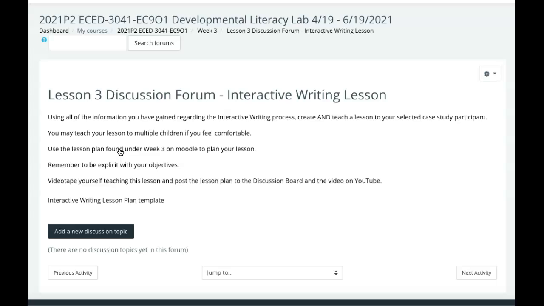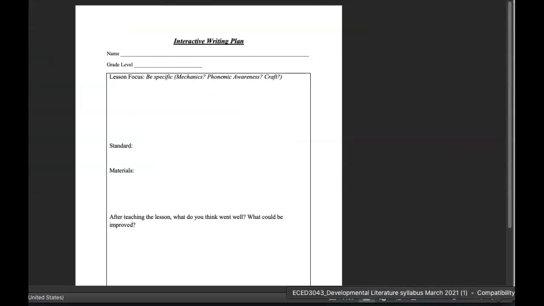You can teach this lesson to more than one child if you choose to. This is the lesson plan form. And I want you to be very specific about what your focus is. Are you focusing on mechanics? Are you focusing on phonemic awareness and phonics? Is it writer's craft? You have to link it to a standard.